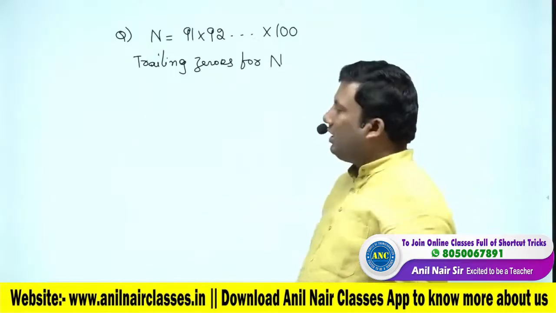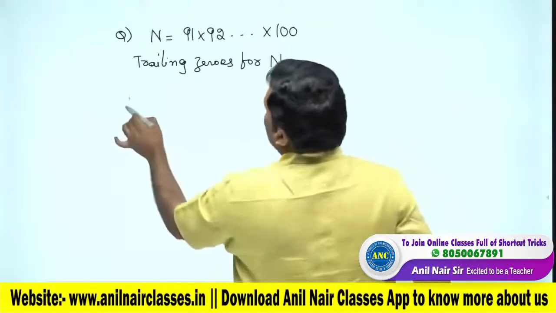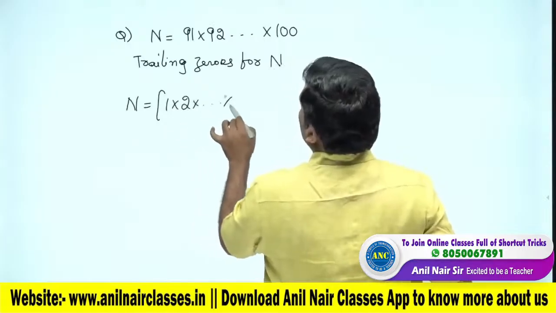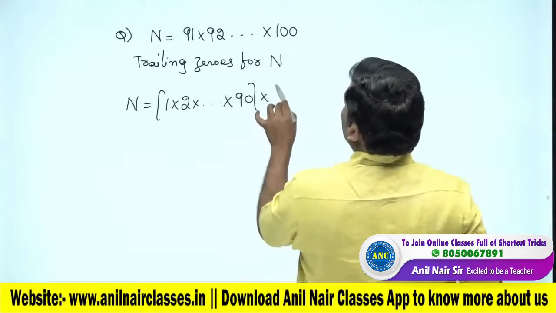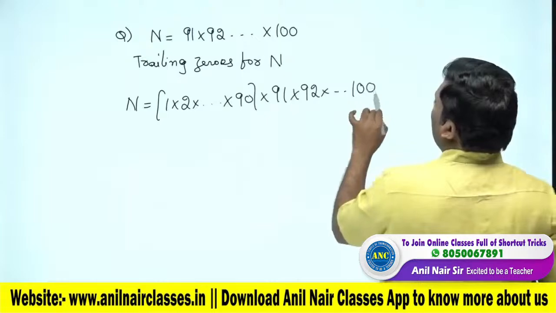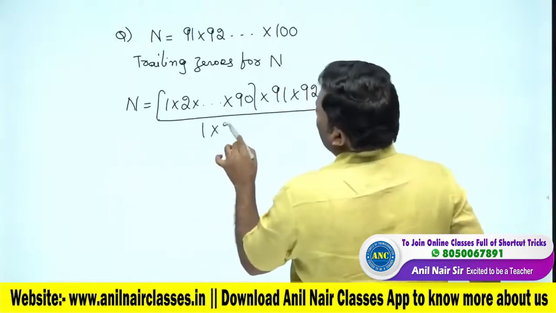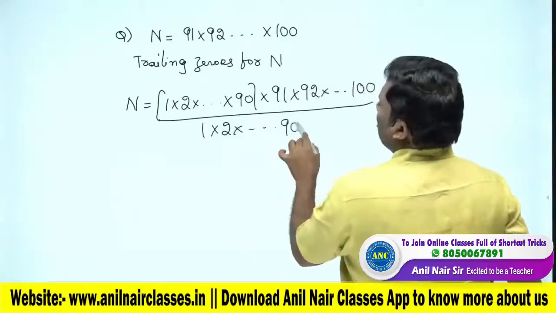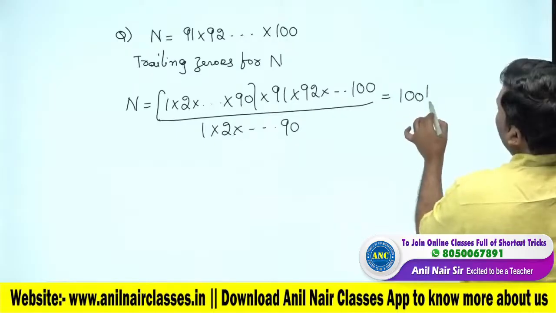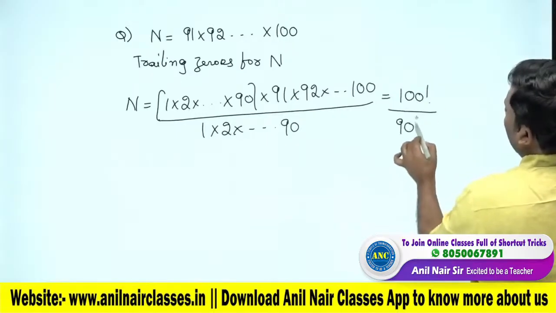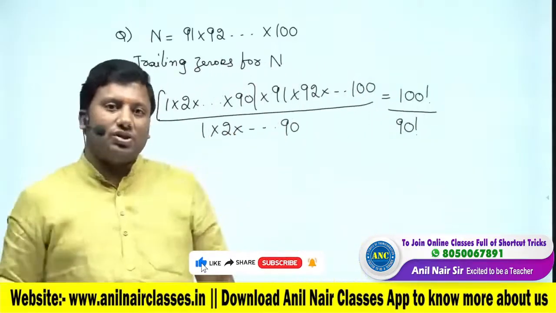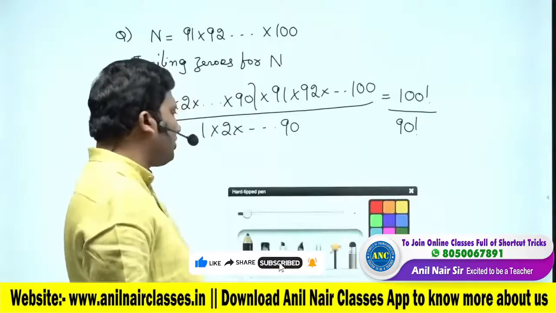How to get the trailing zeros? For a factorial, it is the highest power of 5. So multiply the numerator and denominator by 1 to 90: 91 into 92 till 100 divided by 1 into 2 and so on up to 90. I hope the idea is clear. So the numerator will become 100 factorial, and the denominator will become 90 factorial. Two factorials getting divided. Which process to use? Already we have seen.